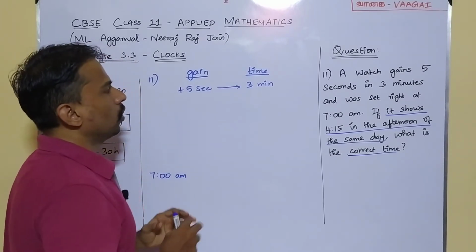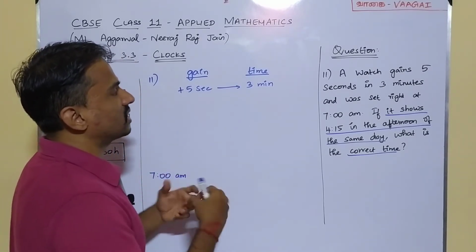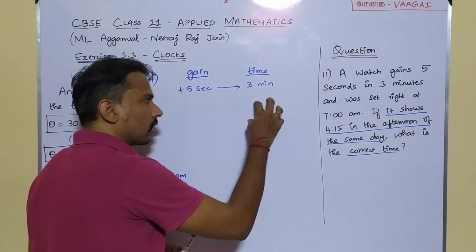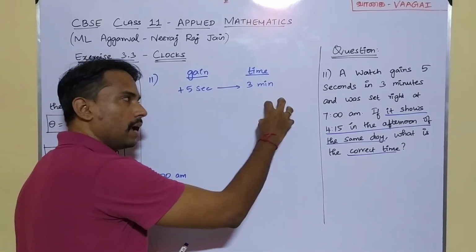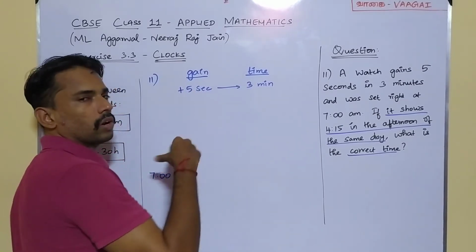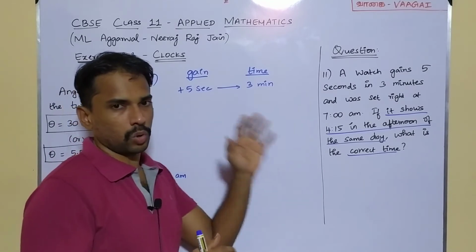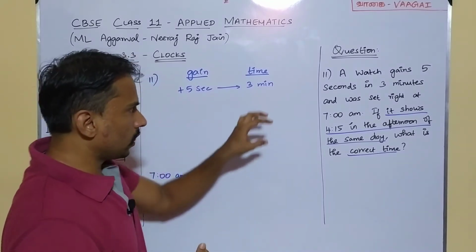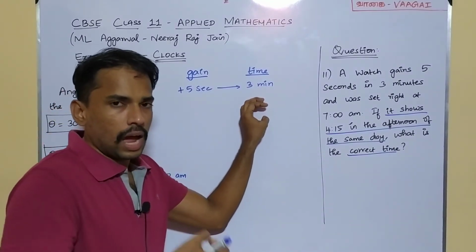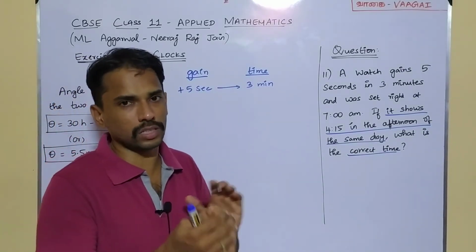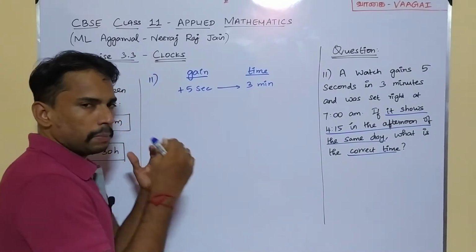Now we will turn it into seconds. The correct clock will run for how many seconds, and in the same time this gaining clock will run for how many seconds, that we will compute. To be clear, the correct clock is running for some number of seconds, and at the same time the gaining clock is running for some number of seconds. This comparison we will do. It can be easily obtained.